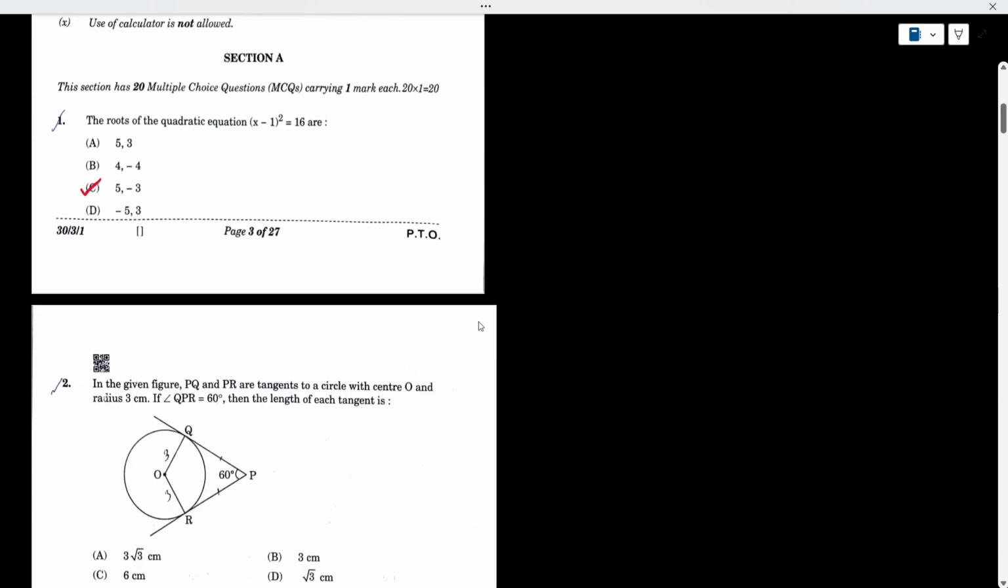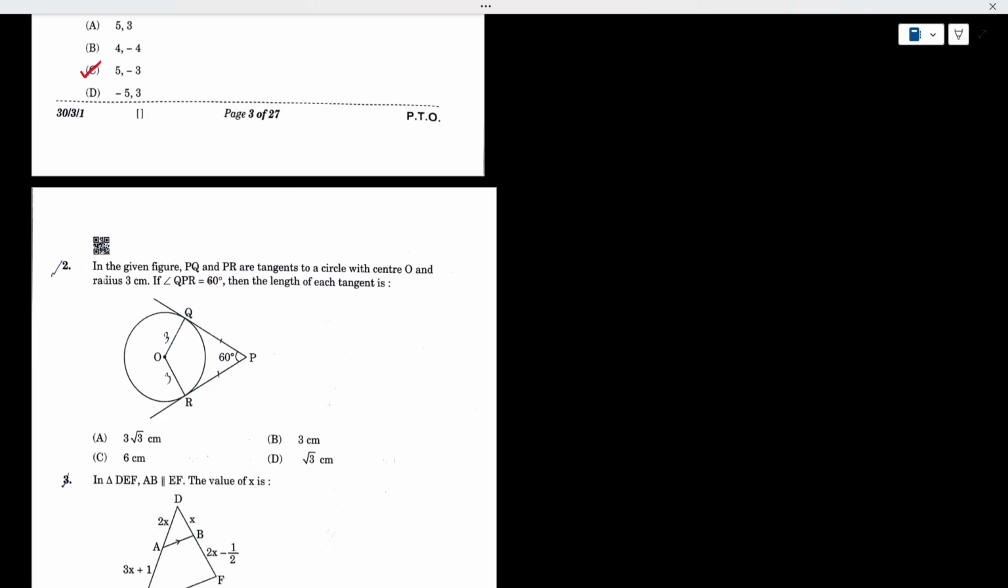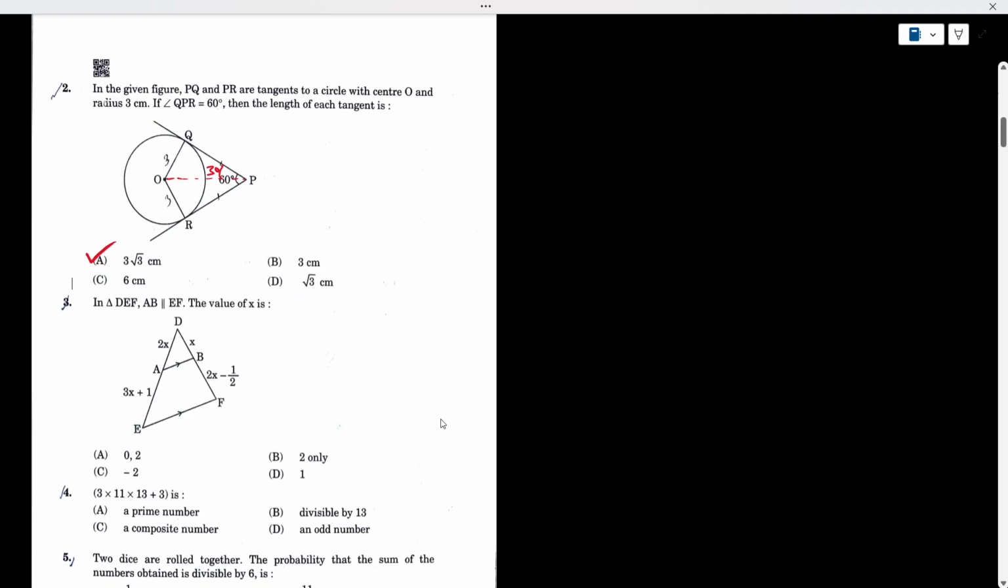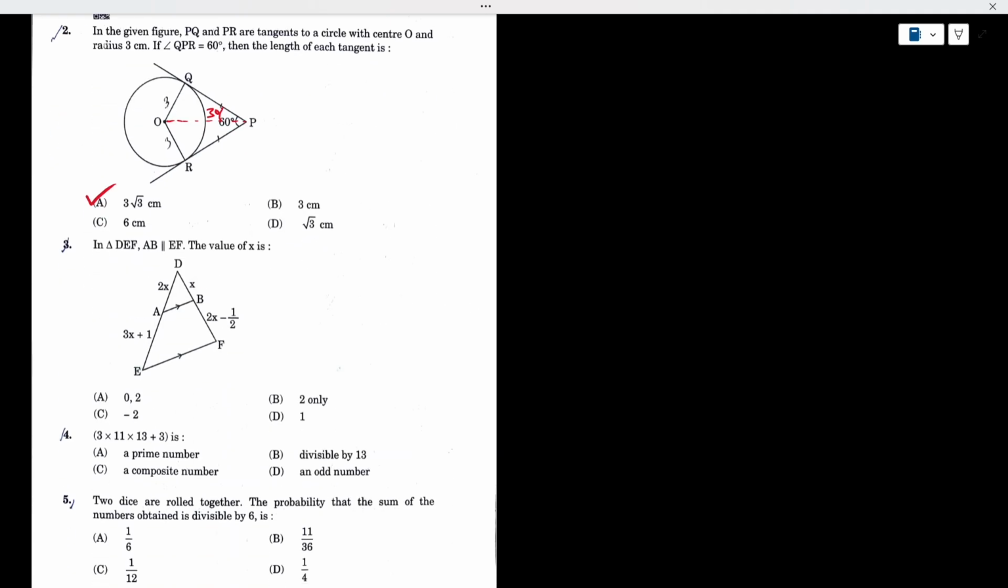Then the second question: the circle is given, and you need to find the length of each tangent. You can take 30° and use a trigonometric ratio. The answer is A, which is 3 root 3. Then the third answer, using BPT, you will get option A, (0, 2).